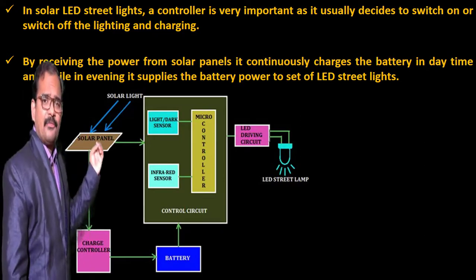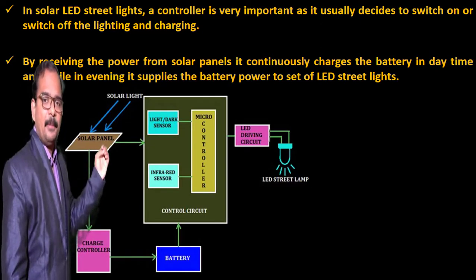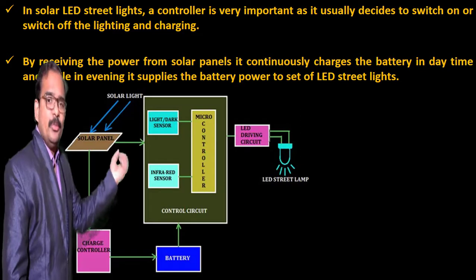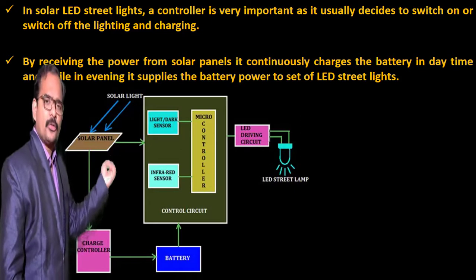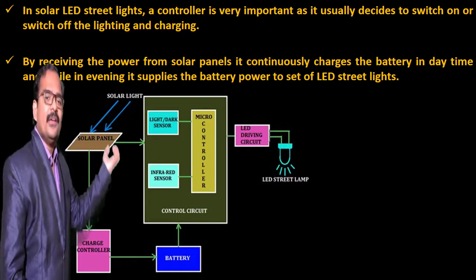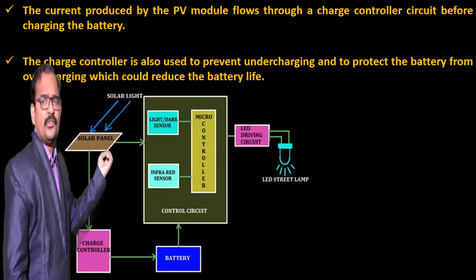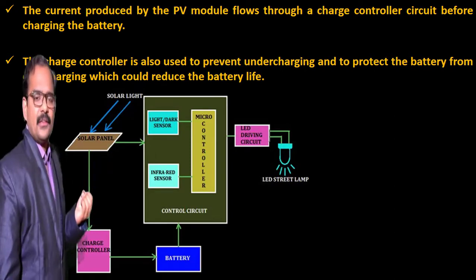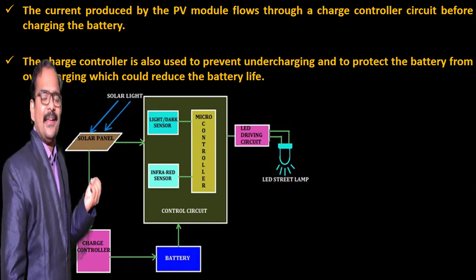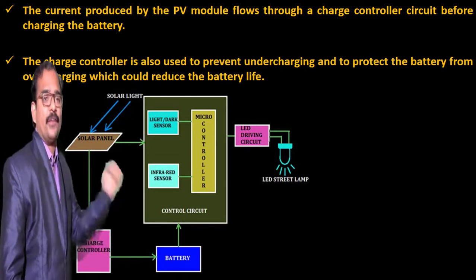By receiving the power from the solar panels, it continually charges the battery in the daytime, and in the evening it supplies the battery power to a set of LED street lights for illuminating the roads. This switching on and off action is performed by this controller, and that's why we term it the heart of this system. The current produced by the solar PV modules flows through the charge controller circuit before charging the batteries. So during the morning, when the solar PV modules generate the electrical current, this current will first flow through the charge controller before it enters the battery.